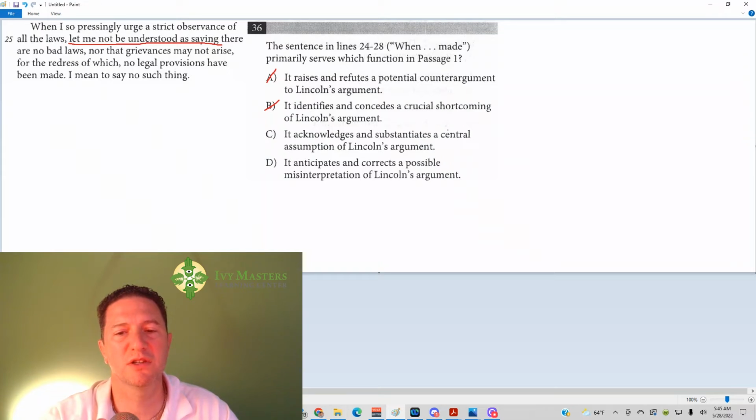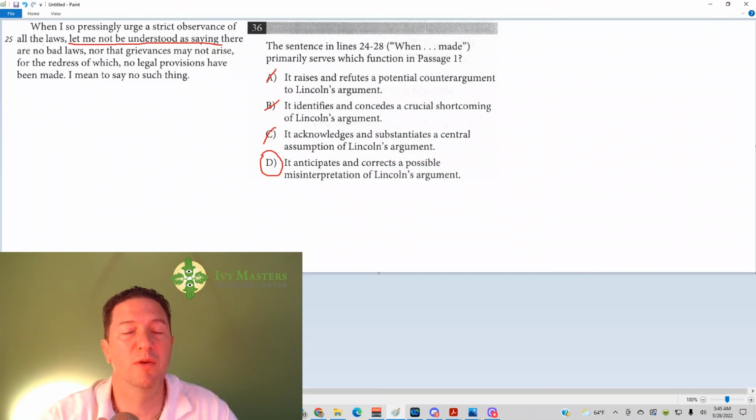Answer choice C, it acknowledges and substantiates a central assumption in Lincoln's argument. It's actually doing the opposite. So someone might assume that Lincoln thinks all the laws are good if he's saying follow all the laws. He's not substantiating that. He's clarifying this exception, quote-unquote exception to the rule. Answer choice D is going to be your correct answer. It anticipates and corrects a possible misinterpretation of his argument. So after he gets done saying follow all the laws, he's afraid that people are going to misinterpret him as saying all the laws are good.